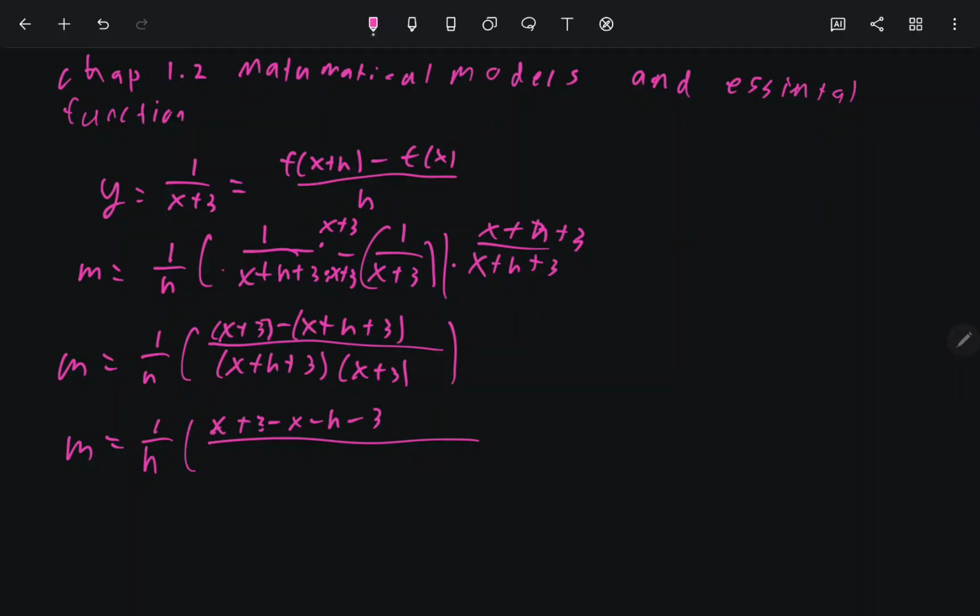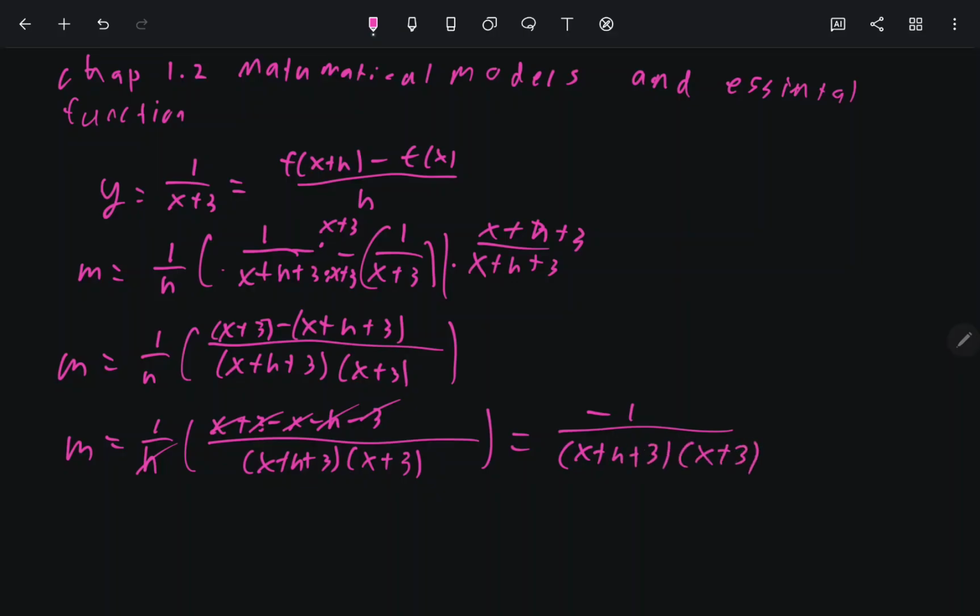So let's see, the x's will cancel and the 3's will cancel. And would you look at that? We are left with just negative h in the numerator. So whenever I cancel the h and h, we are going to get negative 1 over x plus h plus 3 times x plus 3. And that's going to be our slope of the secant line for x and any given h.